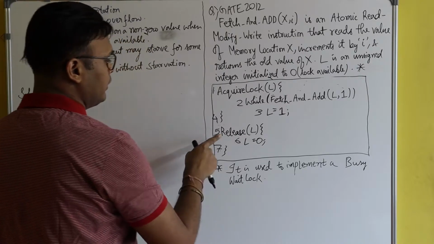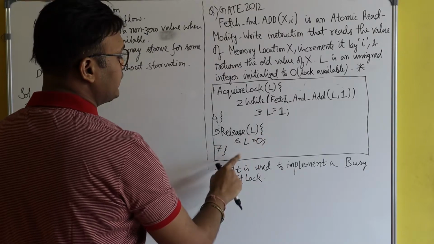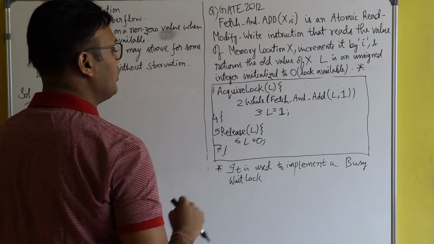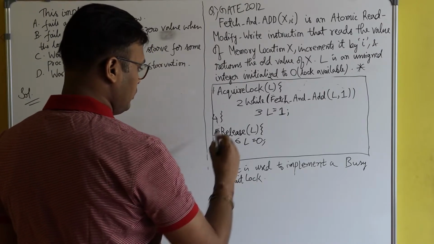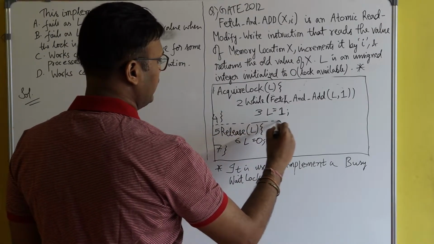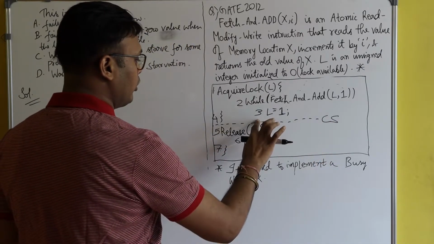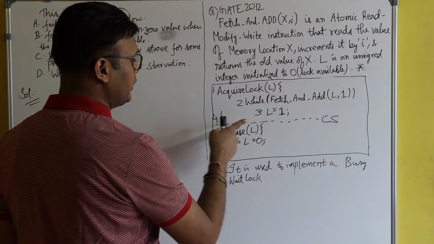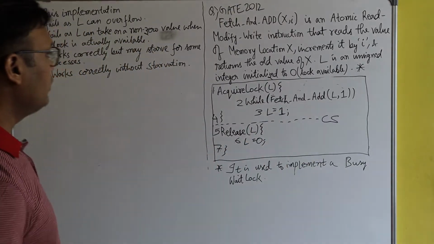And this is the exit section. You see release L. In the exit section, what's there? L is equal to 0. Here, just think there is a critical section. Although it's not given in the question, in order to make you understand, I am drawing this dotted line. Just think of it as a critical section. Fine, so let's solve it.